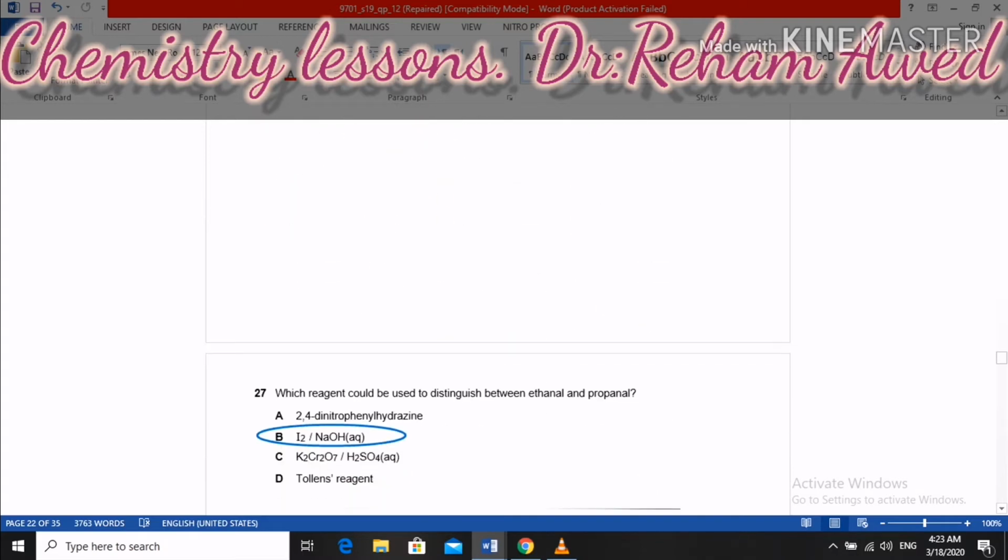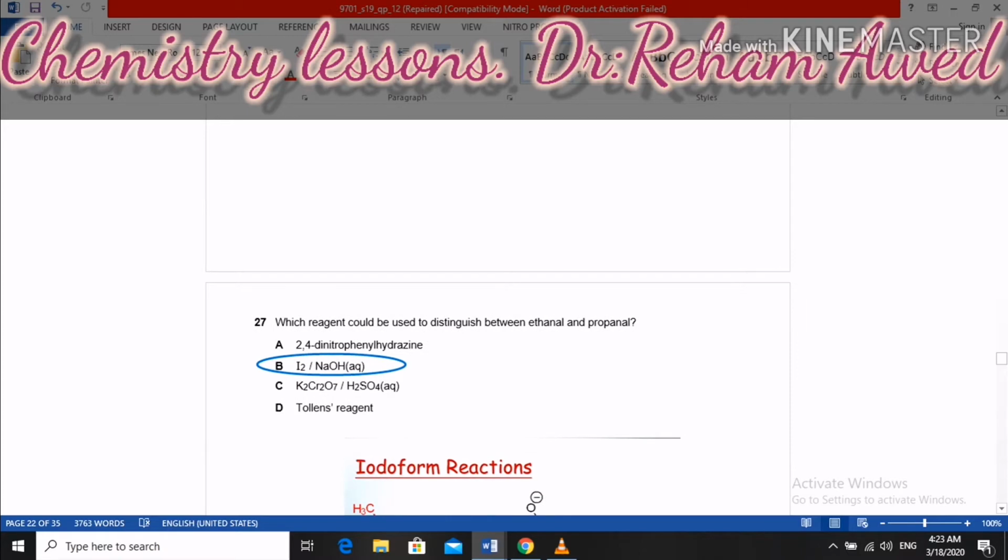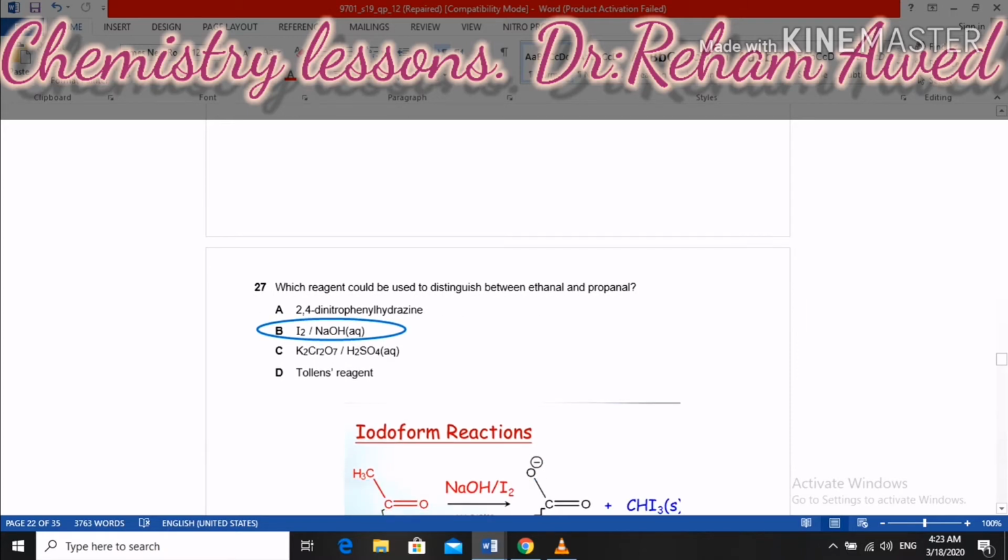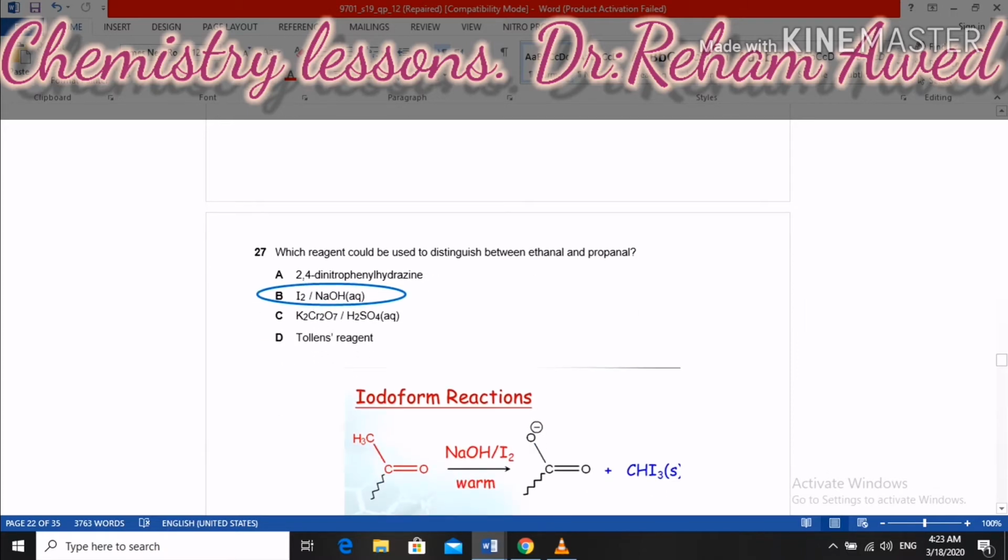Next question, question number 27. Which reagent could be used to distinguish between ethanol and propanol? At first, ethanol and propanol are aldehydes.